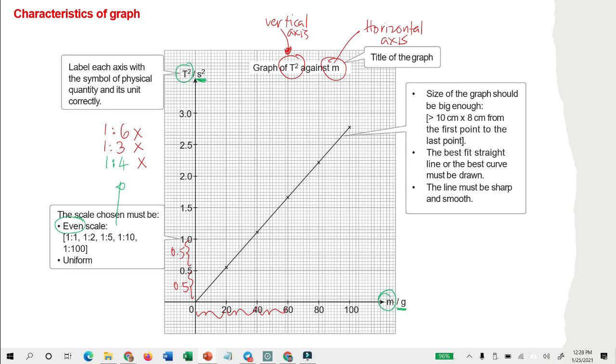Next, when you draw the graph, the size of the graph must be at least 10 centimeters by 8 centimeters, meaning it must be like 5 by 4 big boxes. Just now I already explained what is meant by big boxes. It is counted from the first point to the last point. In this case, this is the first point and this is the last point, so if you count, we have 1, 2, 3, 4. So the minimum size is accepted.